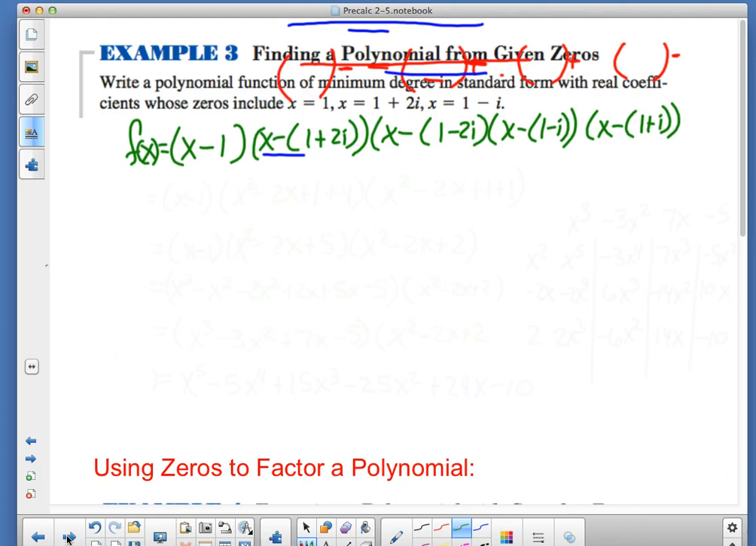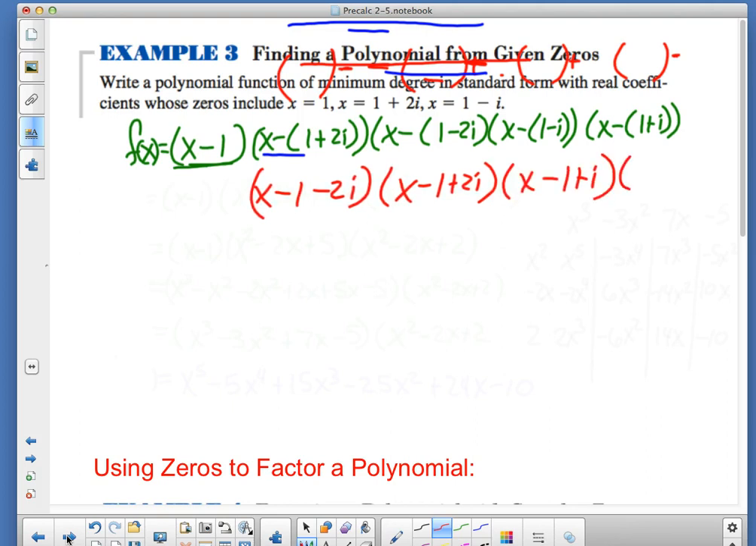I'm looking at the fact, and I'm just letting that one sit there, and I'm going to get a different color. I have x minus 1 minus 2i. I have x minus 1 plus 2i. I have x minus 1 plus i, and x minus 1 minus i. Okay, and I still have x minus 1 over here. But now, keep in mind, this is the same as that. This is the same as that. Are you okay with that?